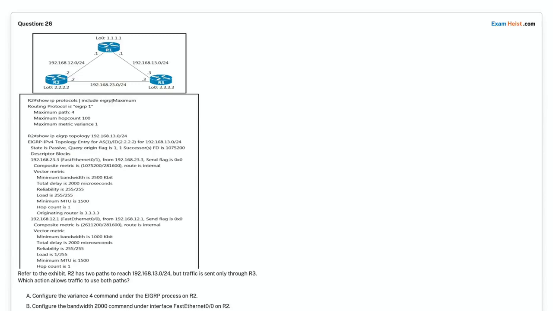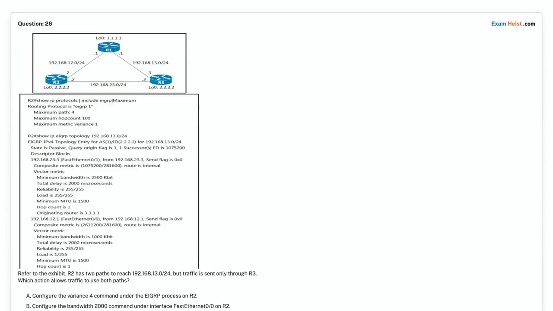Question 26. Refer to the exhibit. R2 has two paths to reach 192.168.13.0/24, but traffic is sent only through R3. Which action allows traffic to use both paths?